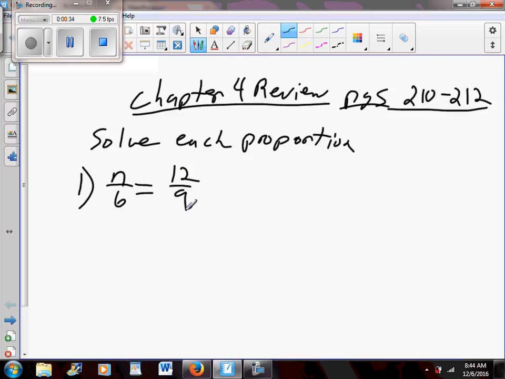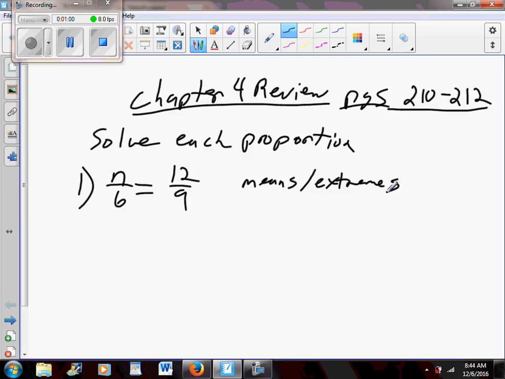The property of proportions that we're going to use here is sometimes referred to as the means-extremes property of proportions. Whenever you're looking at a proportion, remember this: the top left-hand and bottom right-hand corner values are referred to as the means. The bottom left and top right-hand corner are referred to as the extremes.